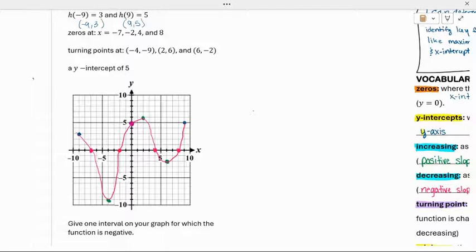Notice I didn't put arrows on the end of my lines, right? I started and stopped right at these points because I don't have any information that says my graph goes on forever. I'm just told specifics about it, okay? So here's what your function looks like.